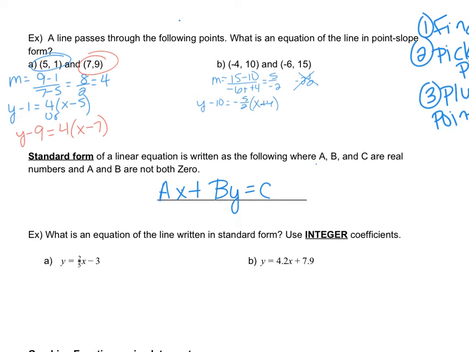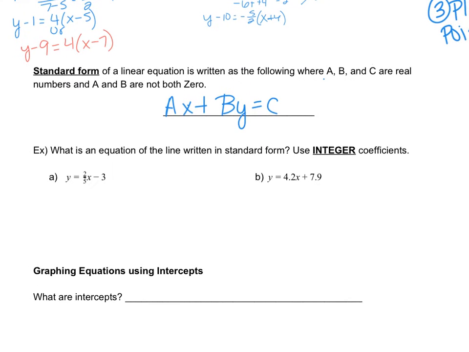Now this next part, and this is what the homework is going to ask you to do, is what is an equation of the line written in standard form? We're going to try to convert these back to something that looks like this. But the trick is you have to have integer coefficients. Do you know what integers are? Those are positive and negative. It could be 0, but there are no fractions and no decimals.